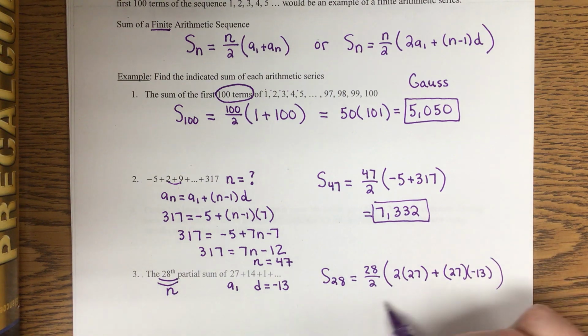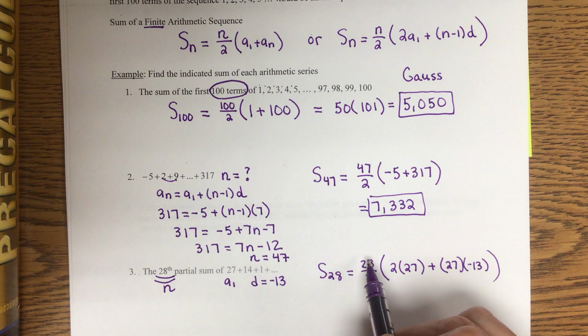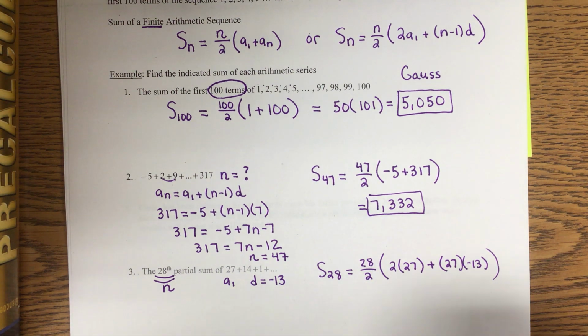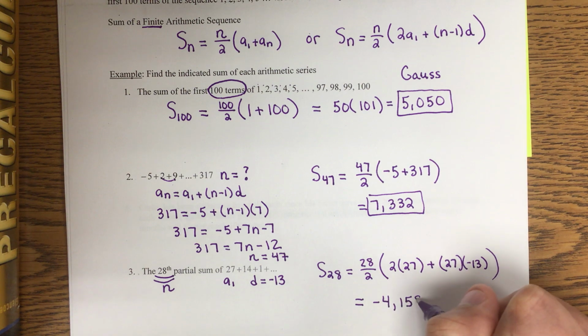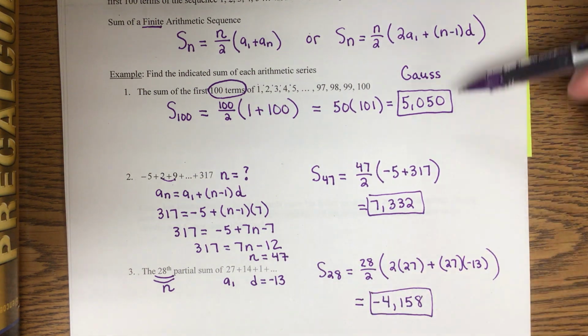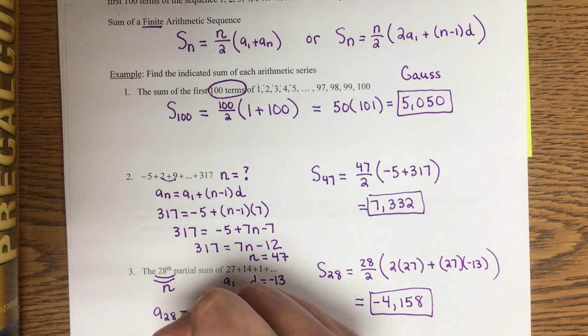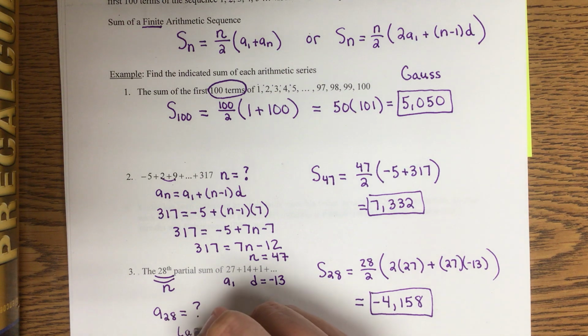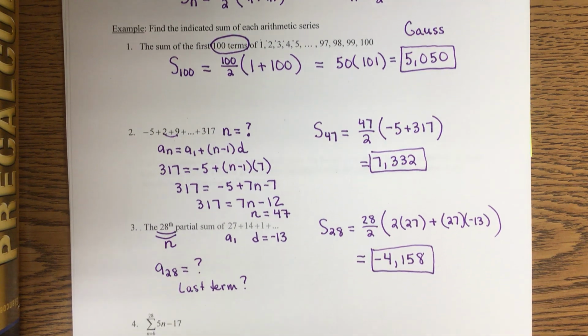So be very careful. Order of operations here, you have to do everything inside the parentheses first, then multiply it by the term out front. So double check this, negative 4,158. Make sure you can get that answer. But this is where the second formula comes into play. I didn't know the 28th term. Like I didn't know this last term. You could find it, but basically it's finding it for you in this different formula.